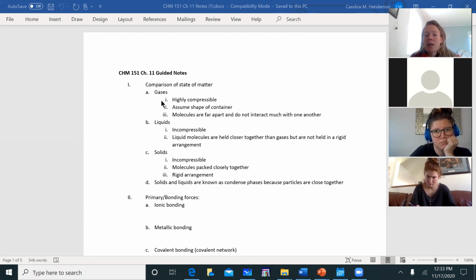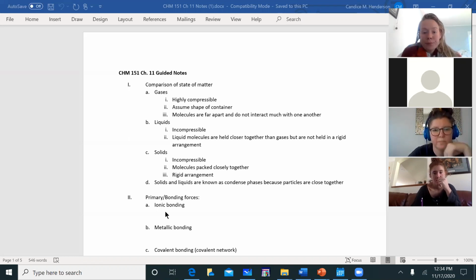Now, liquids and solids differ from gases in that they are incompressible, so they have a fixed volume. Liquids are molecules that are closer together than gases, but they don't have a rigid arrangement. So liquids have this fluid quality to them, where molecules can move or roll past each other. Solids also have that incompressible quality, but they are even more rigid than our liquids, and the molecules are really packed together and all sort of aligned like soldiers in an army. So solids and liquids are known as condensed phases just because they're closer together.